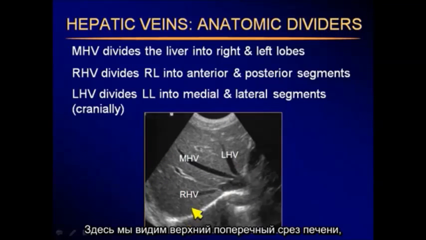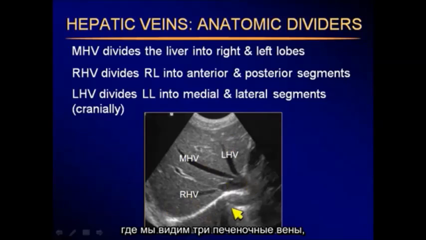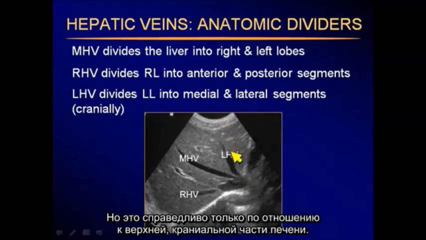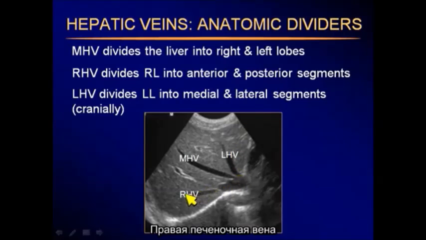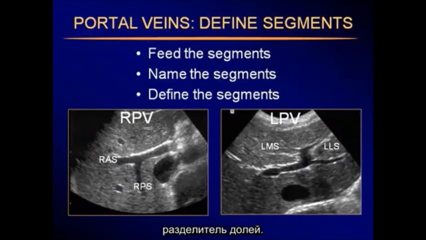Here's a transverse section high in the liver, and we see the 3 hepatic veins coming together at the inferior vena cava. The middle hepatic vein divides the liver into right lobe and left lobe. The left hepatic vein divides the left lobe into medial and lateral segments. But this only occurs in the high, cranial parts of the liver. That's where the hepatic vein is. The right hepatic vein divides the right lobe into anterior and posterior sections. Okay, so now we have right and left lobes divided.